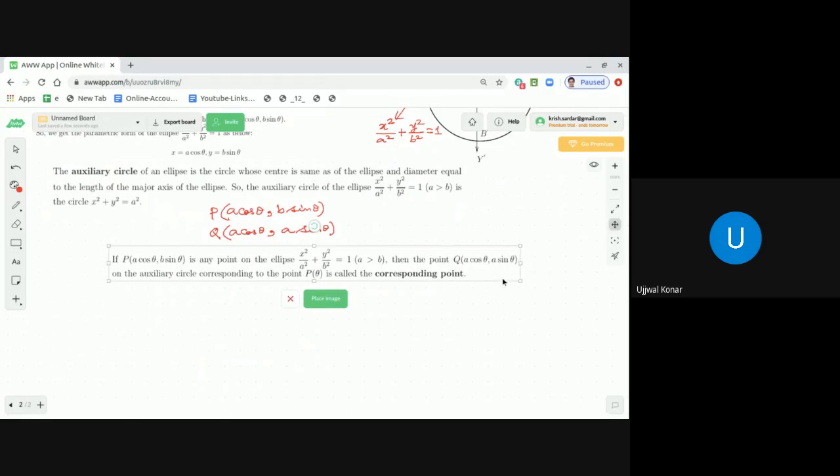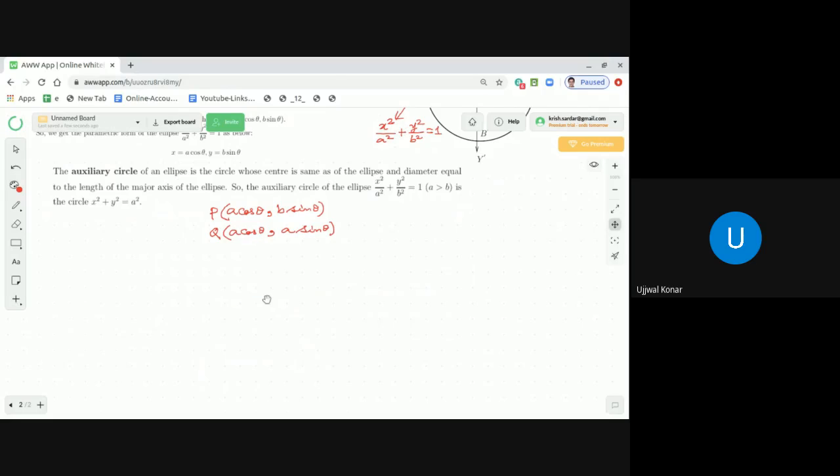If P a cos theta comma b sin theta is any point on the ellipse x square by a square plus y square by b square equal to 1, in which a is greater than b, then the point Q, a cos theta comma a sin theta, on the auxiliary circle corresponding to the point P theta is called the corresponding point. Correct, dear students? So this is known as the corresponding point.